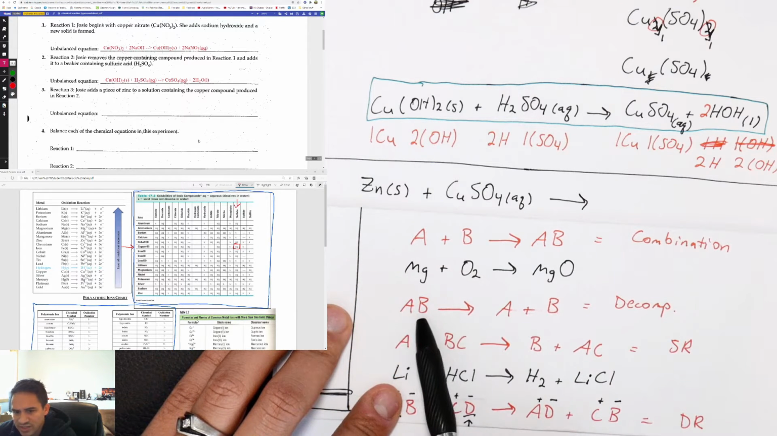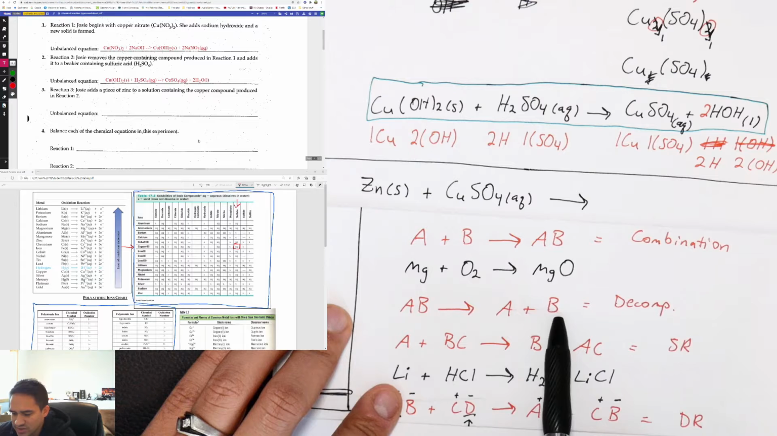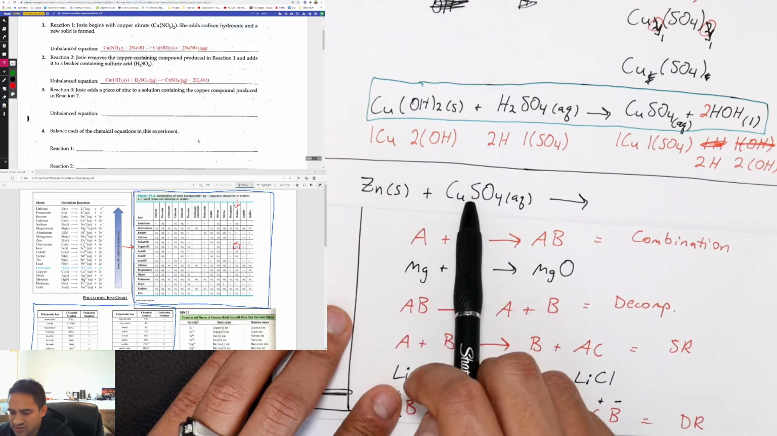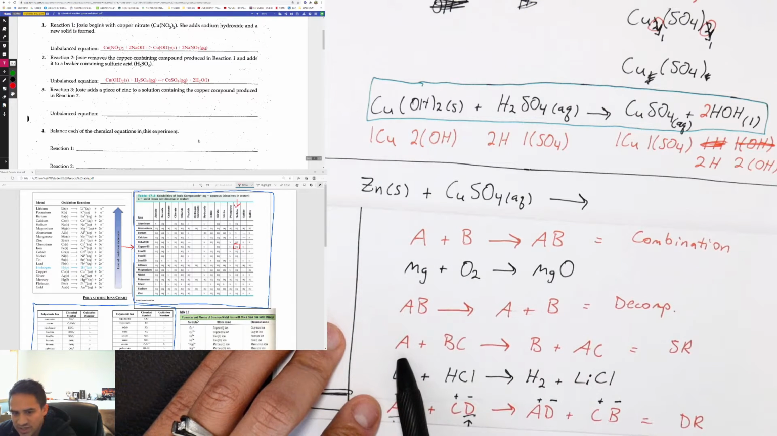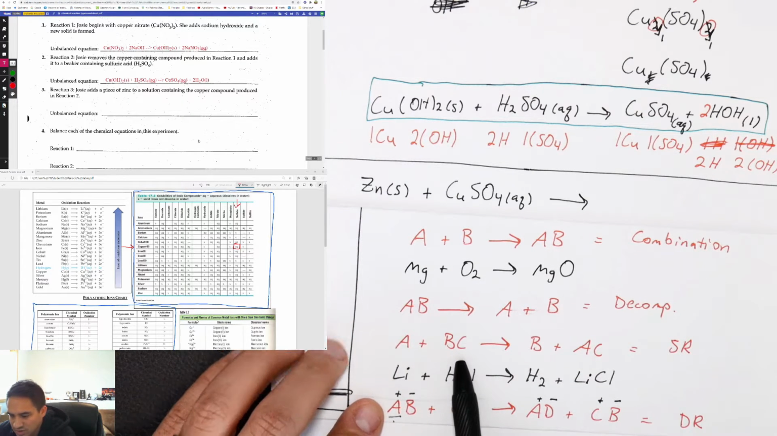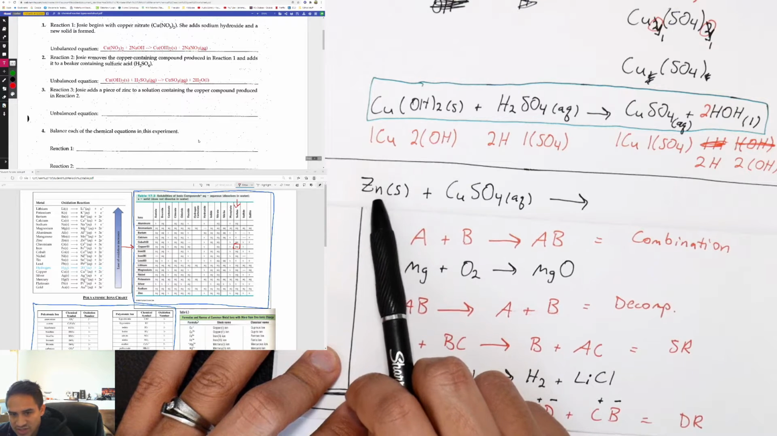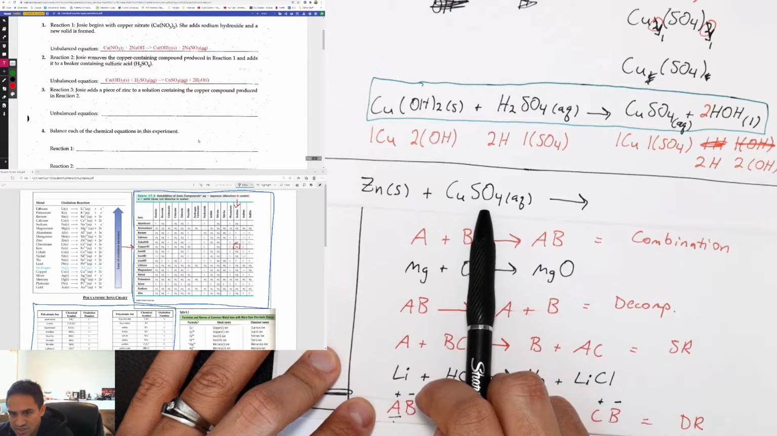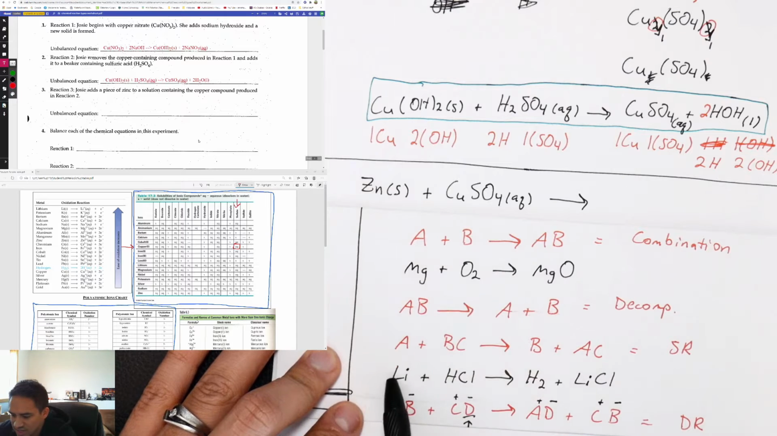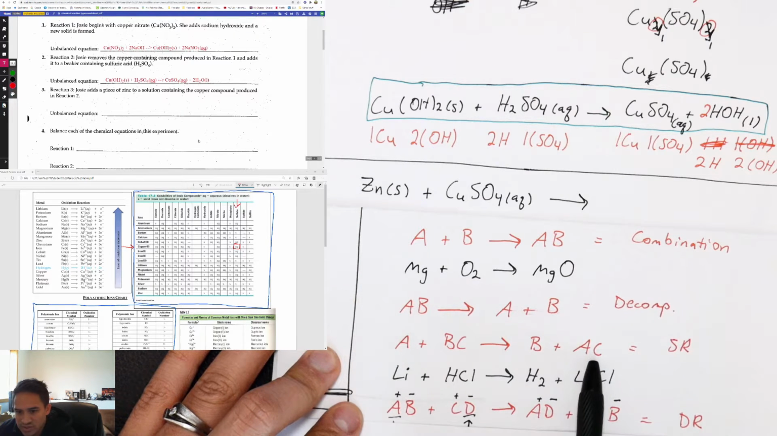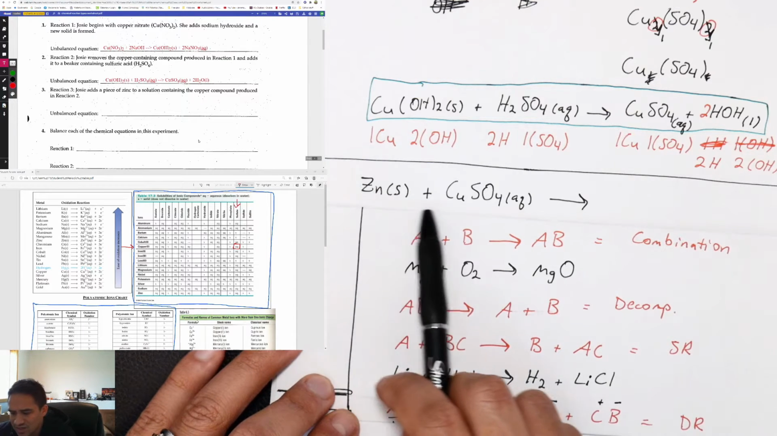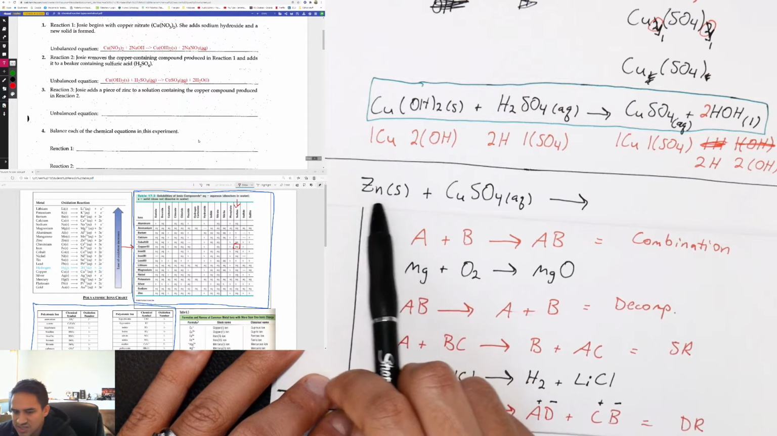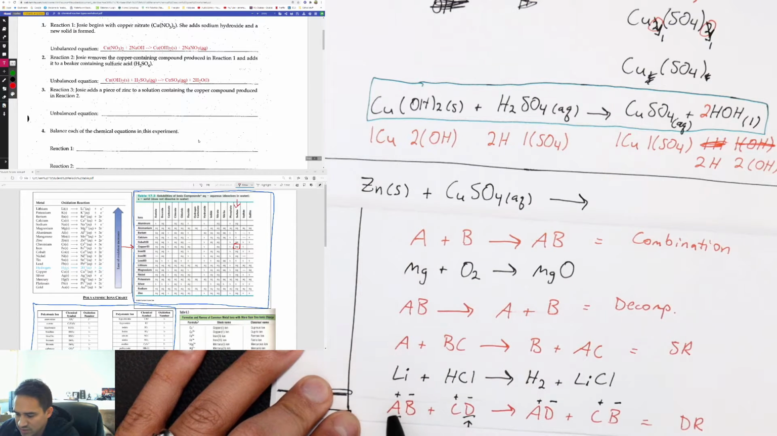Decomposition. Do we have one reactant that is going to break apart into multiple things? No. We have two reactants, so it's not decomposition. Single replacement. Do we have an element by itself plus a compound? Well, we have zinc, an element by itself, plus this compound. So this actually looks like a single replacement reaction. Even though the last two were double replacement, this does not look like double replacement, because this is an element by itself, and in double replacement you need a compound plus another compound.